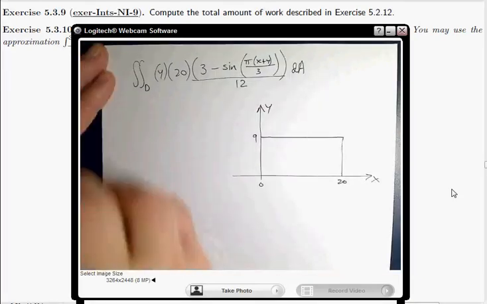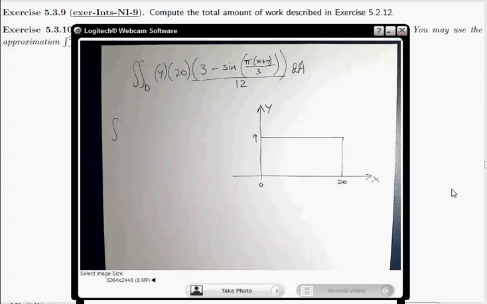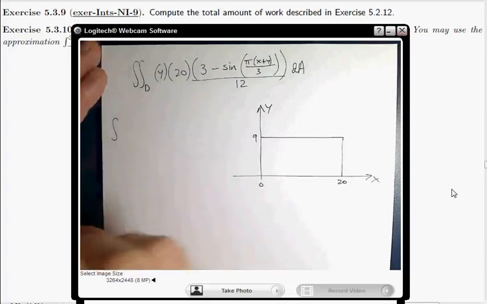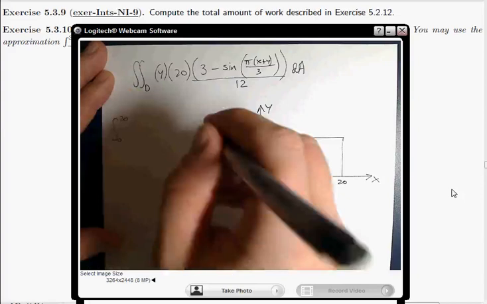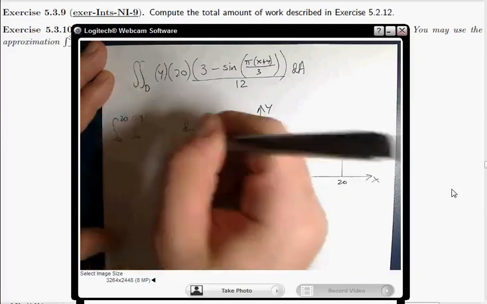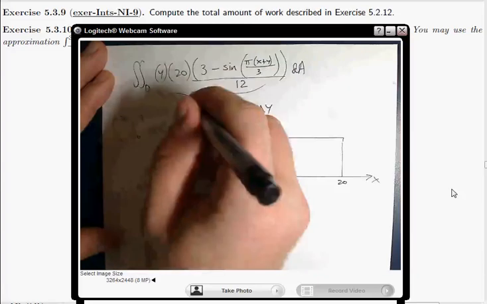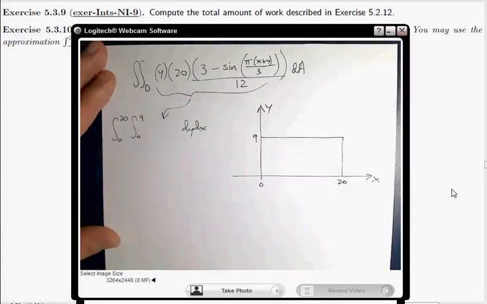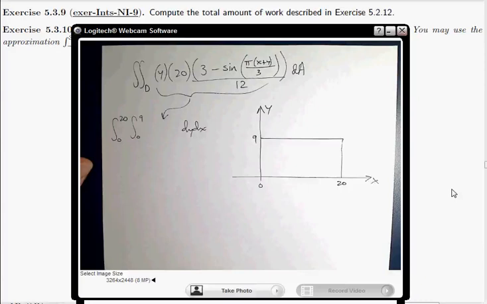So what we're going to have is an integral. Conveniently, it's a rectangle, right? So x goes from 0 to 20, and y goes from 0 to 9, and then all of this nonsense goes into there. Okay. Yikes.